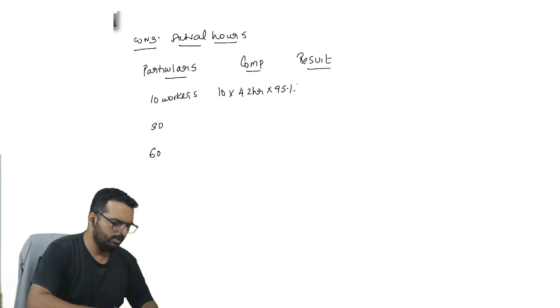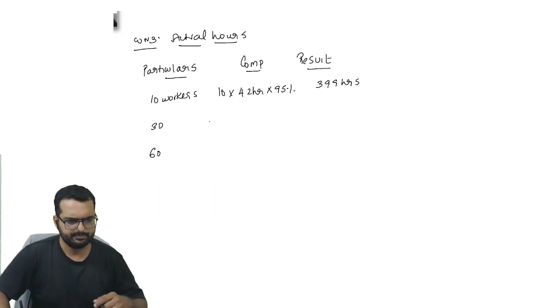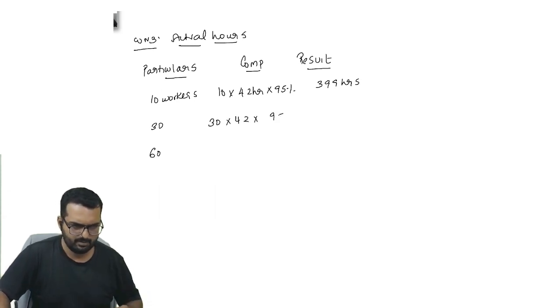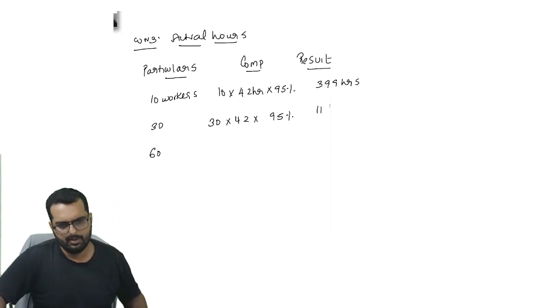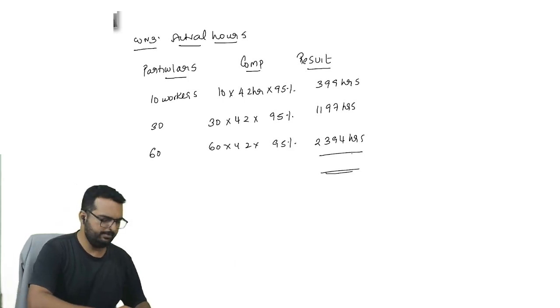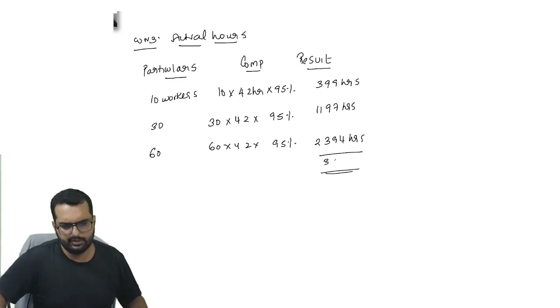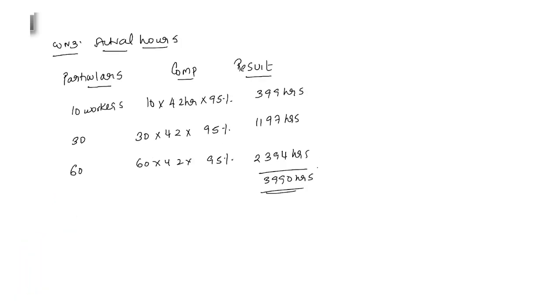So how much is 10 into 42 into 95%? Do you get the answer as 399 hours? Here it will be 30 into 42 into 95%, 1197, and the last one will be 2394 hours. So what is the total hours you get here? 399, 1197, 2394, 3990 hours. Can you write this down in your books now? Do you get SH?